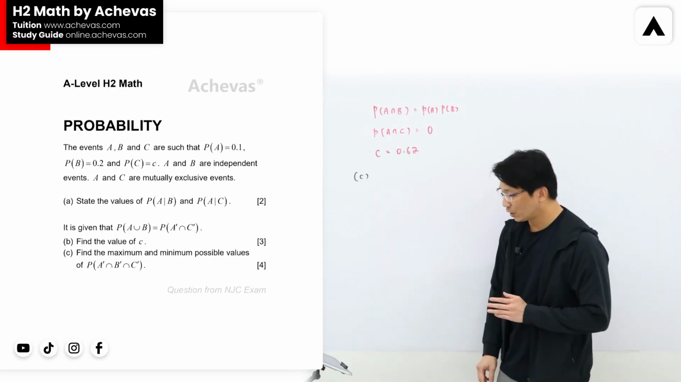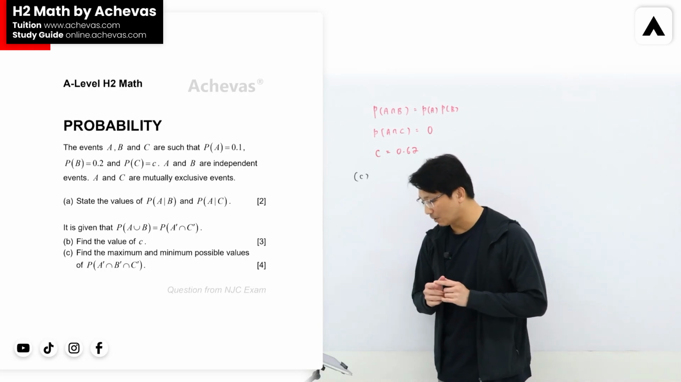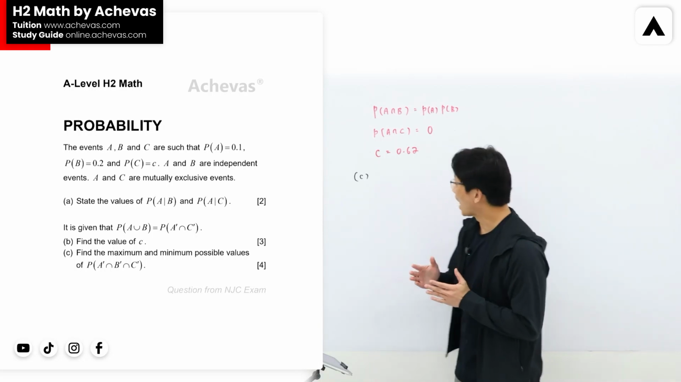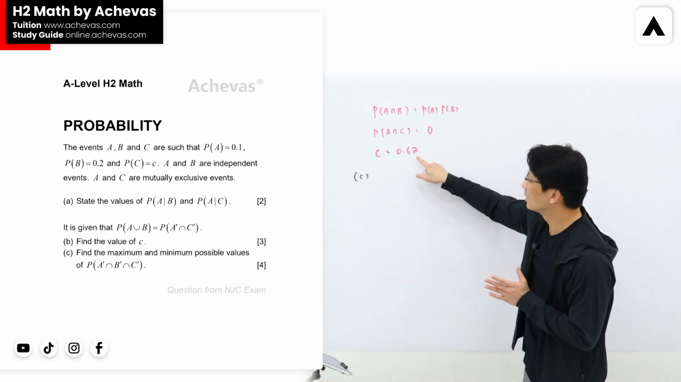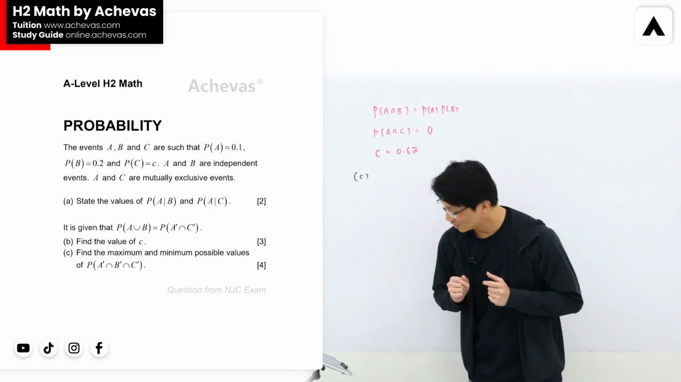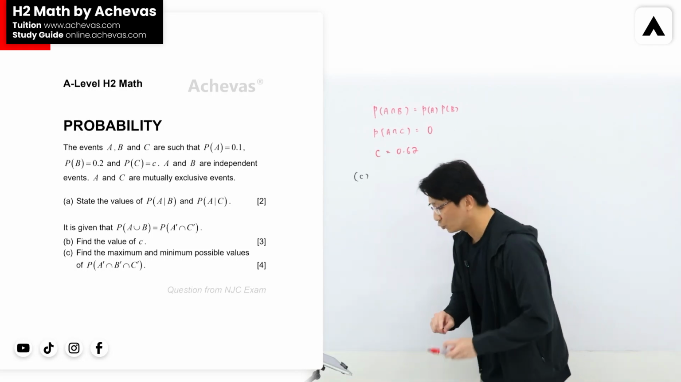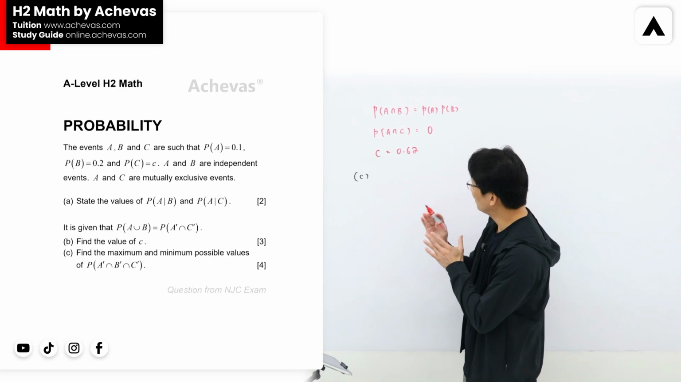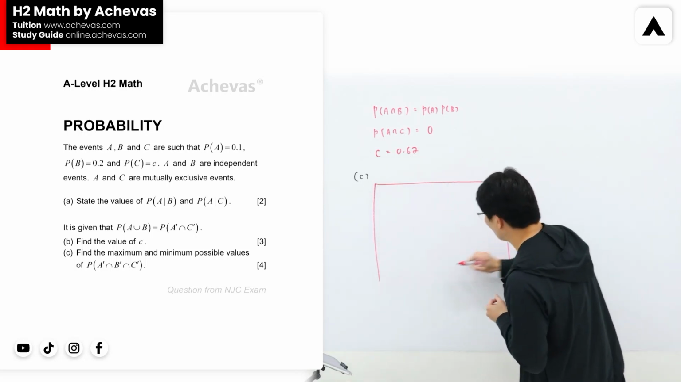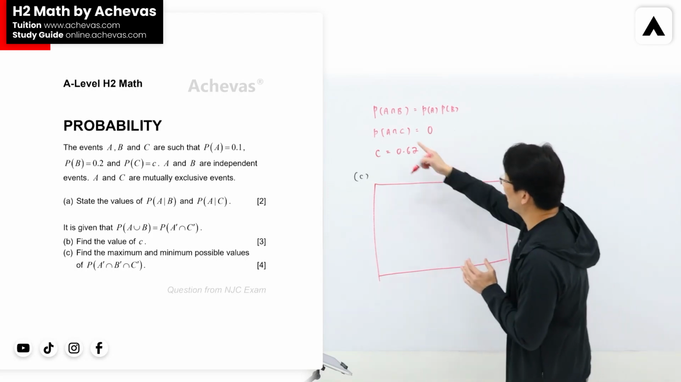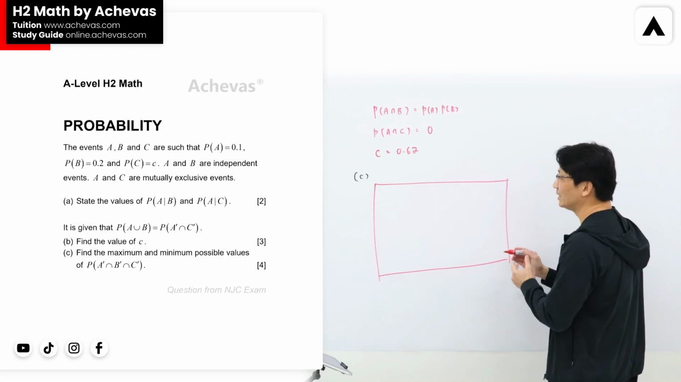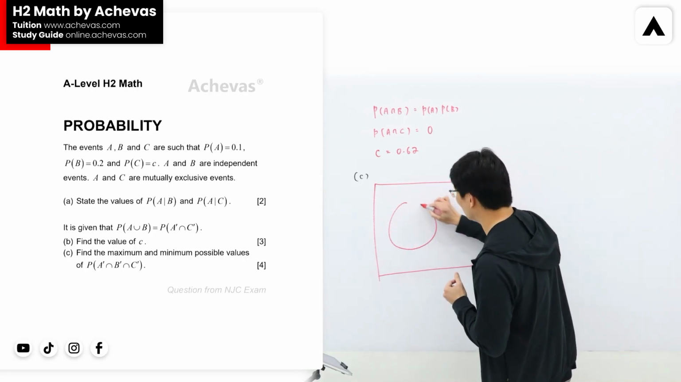In part C of this question, we are asked to find the maximum and minimum possible values of the probability of A prime intersect B prime intersect C prime. I've written down the answer for the previous part, C equal to 0.62. I'm probably going to make use of this result later on. Our first step is to try to illustrate the relation between A, B, C on a Venn diagram first. Since we already know that A intersect C is equal to 0, when I'm drawing the events A and C, I'll be drawing them separately.